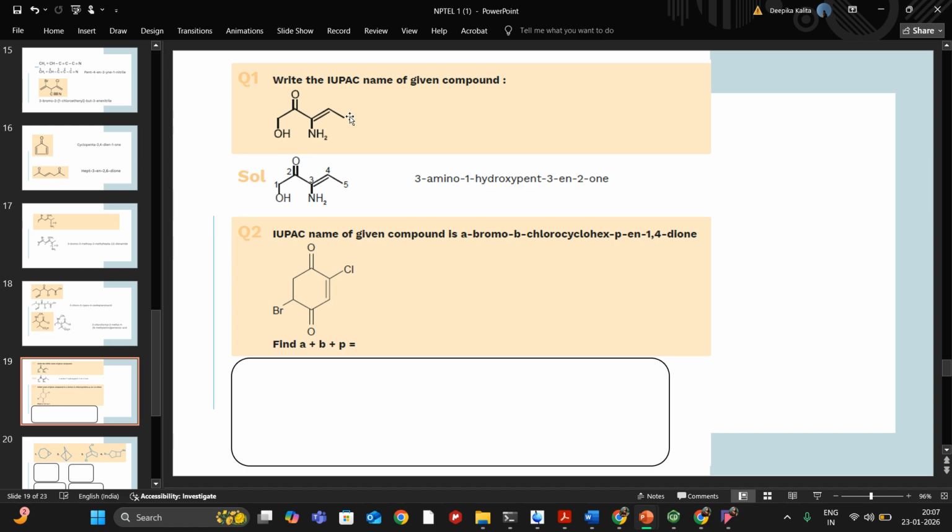Okay, and after recognizing the carbon chain as pentanone, we will now place the numbers along with the substituents. So amino group will come first, which will be followed by hydroxy group. Okay, so the name will be 3-amino, 1-hydroxy, pent-3-en-2-one. Amino will come first, hydroxy group will come second, and it will be followed by the double bond and also the ketone.